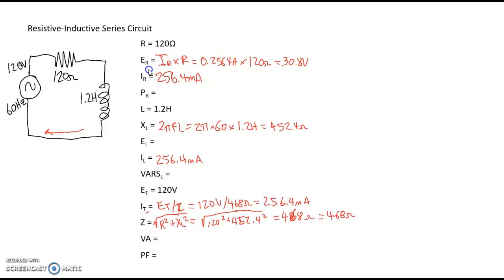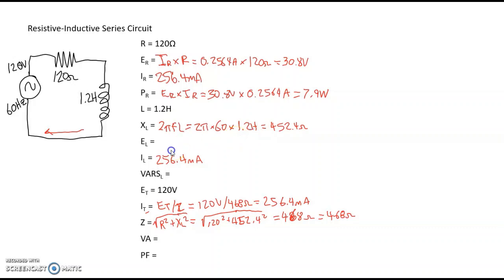Now that we know the voltage and the current through the resistor, we can calculate the power dissipated at the resistor. That's the power formula: the voltage across the resistor times the current through the resistor, 30.8 volts times 256.4 milliamps, or 0.2564 amps, and that equals 7.9 watts.